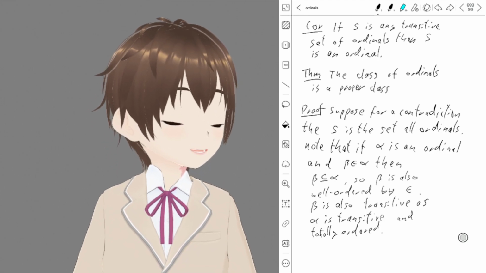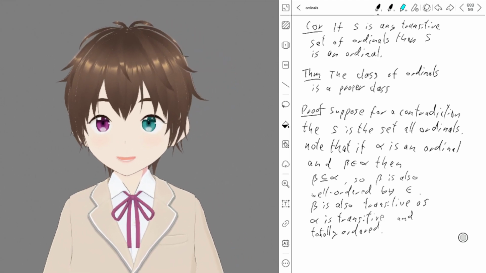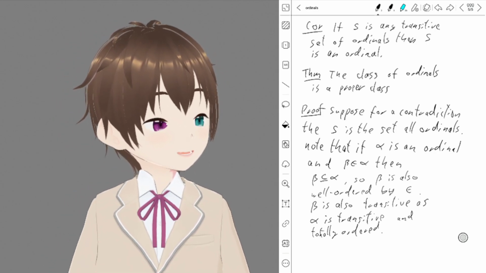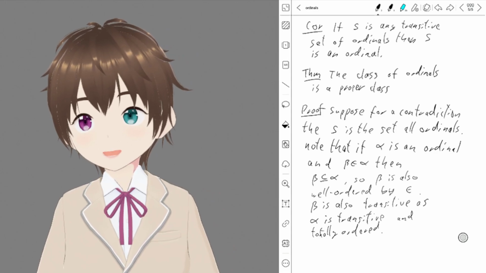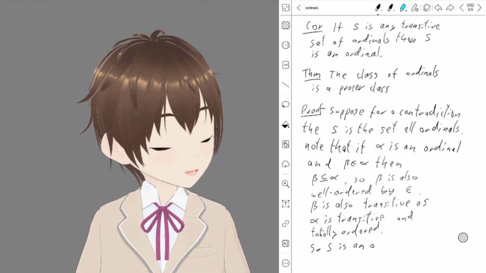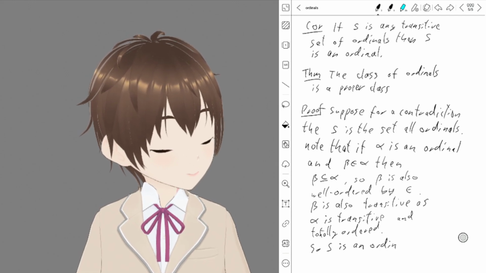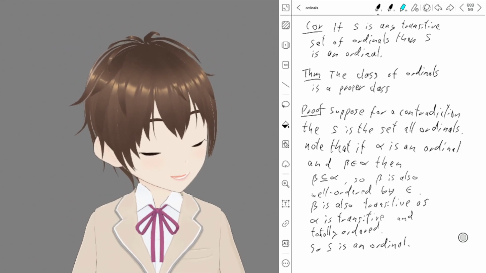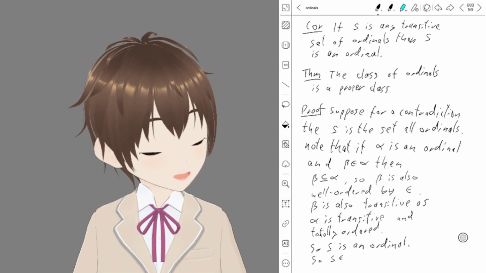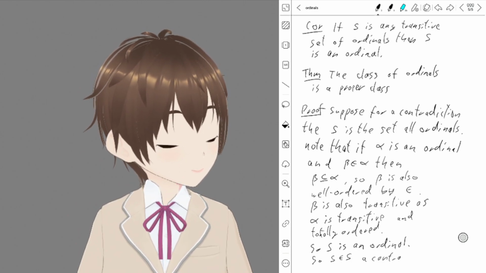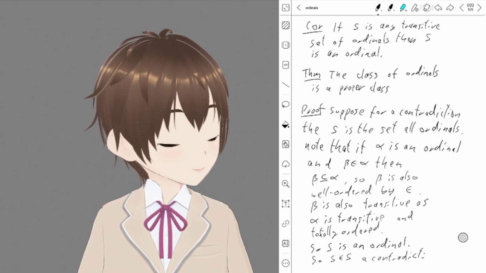So every element of an element of this set of ordinals is an ordinal. Every element of an ordinal is an ordinal, and it follows that the set of all ordinals is an ordinal by the previous corollary. So S is an ordinal because it's a transitive set of ordinals, which means S is an element of S because S is the set of all ordinals, which is a contradiction. A set cannot be an element of itself using the axiom of foundation.